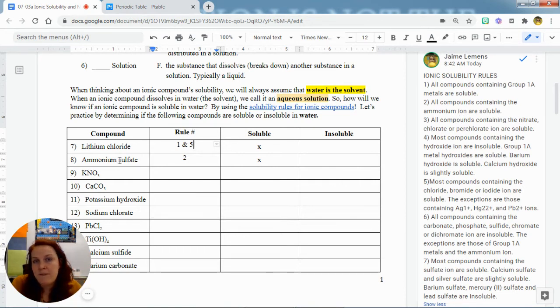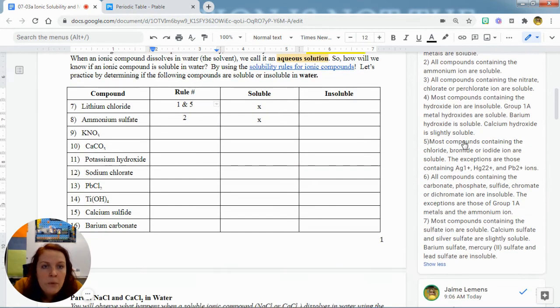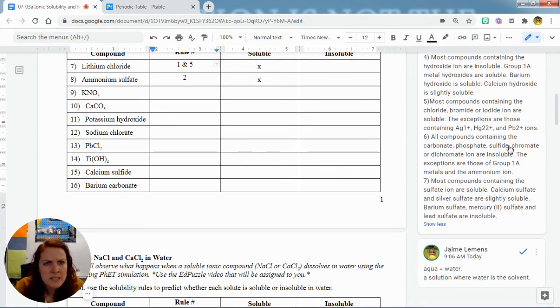Let's go ahead and just see if there's anything for sulfate in here. Rule number 3, perchlorate, nitrate, and chlorate. Nope. Number 4, containing the hydroxide ion. Nope. Number 5, containing chloride, bromide, or iodide. Nope. I'm looking for sulfate. Number 6, all compounds containing carbonate, phosphate, sulfide, chromate, or dichromate. Darn it, that's not it either. And then most compounds containing the sulfate ion are soluble.